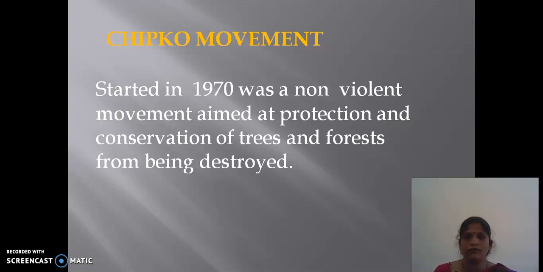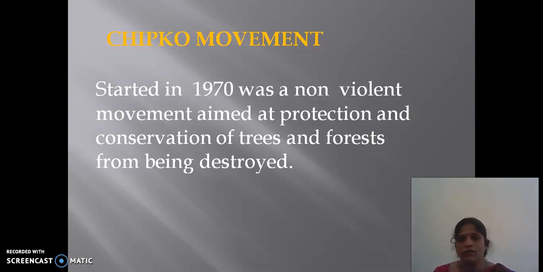The women in the village, everyone hugged a tree, and they said that they would have to cut them first, and only then could they cut the trees. Then later the government went back. In this way they protected the forest. That's called the Chipko movement.